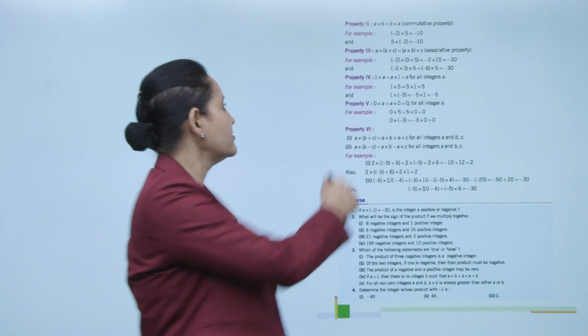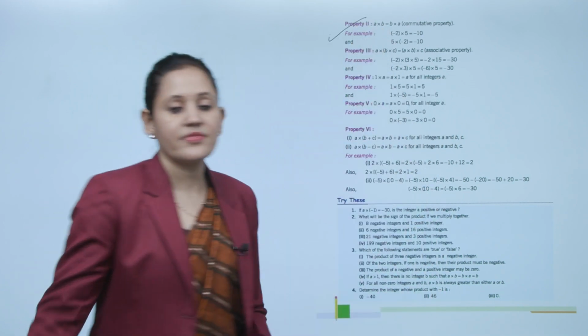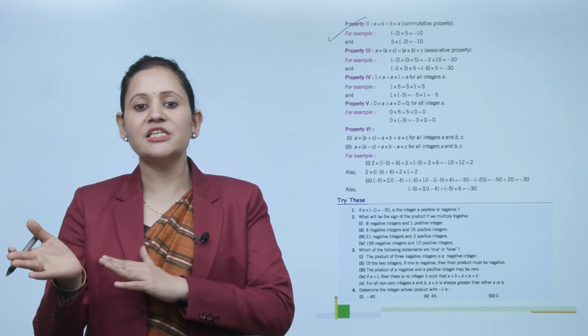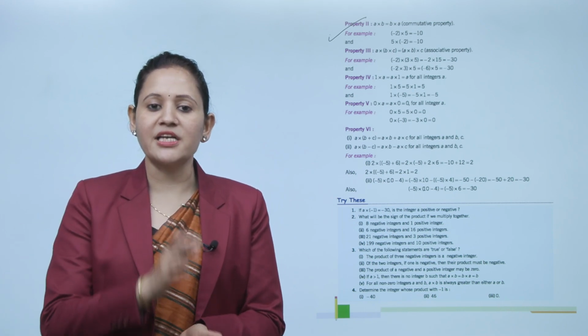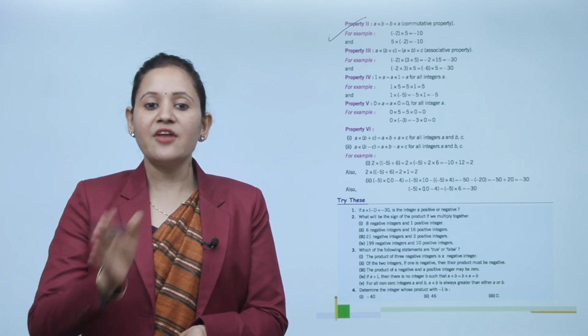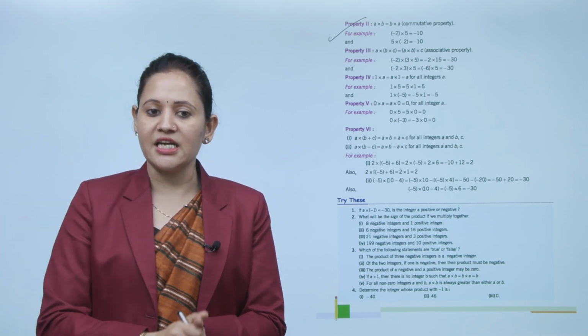Property 2: a into b is the same as b into a. That is the commutative property. -2 into 5 is -10, and 5 into -2 is also -10.